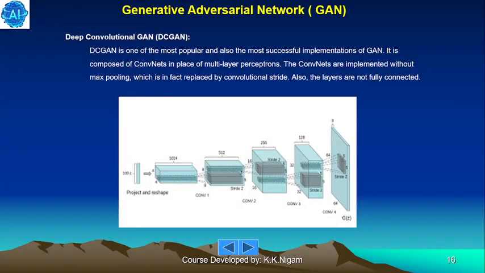Deep convolutional GAN, DCGAN. DCGAN is one of the most popular and also the most successful implementations of GAN. It is composed of ConvNets in place of multi-layer perceptrons. The ConvNets are implemented without max pooling, which is in fact replaced by convolutional stride. Also, the layers are not fully connected.